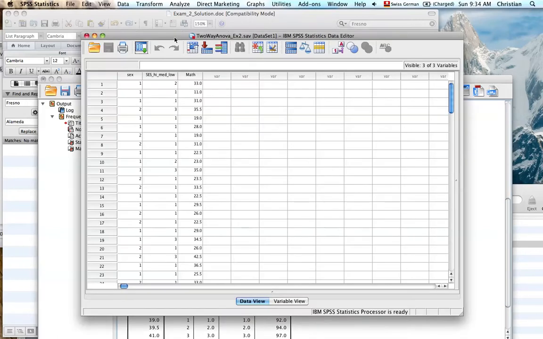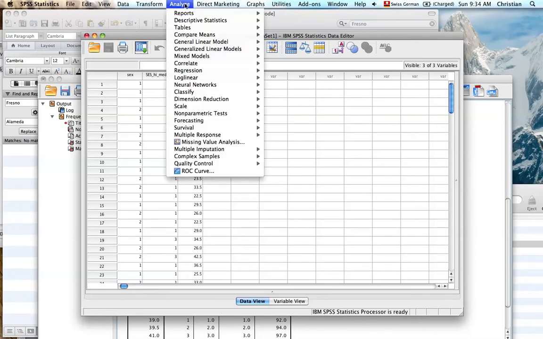Here is an example of how to run a one-way ANOVA in SPSS. We're just going to use this factor here. These are the children that have a math test, and we wanted to see if they have different means depending on the levels of education of their parents. So our factor is education of the parents, and the dependent variable is math.